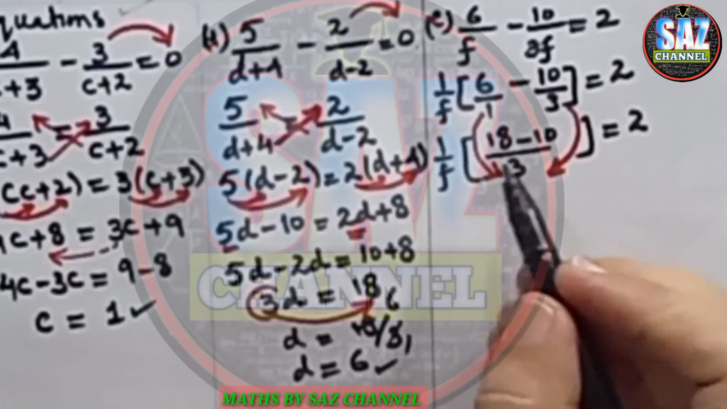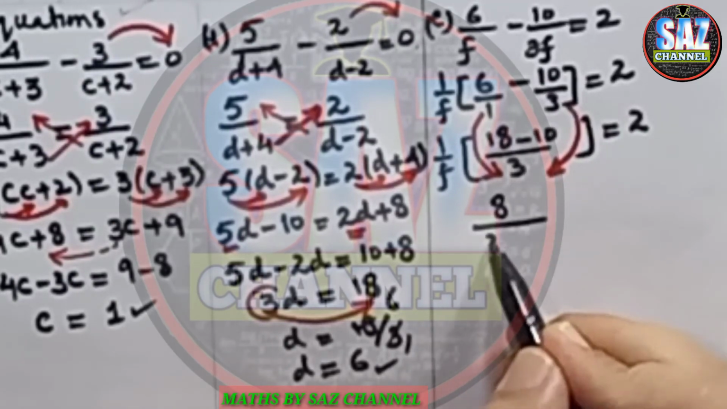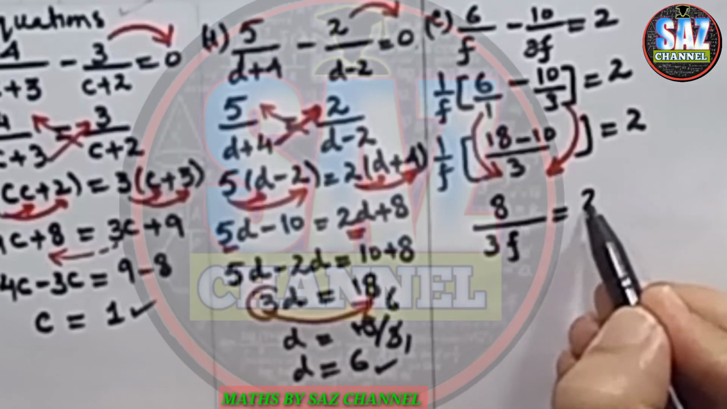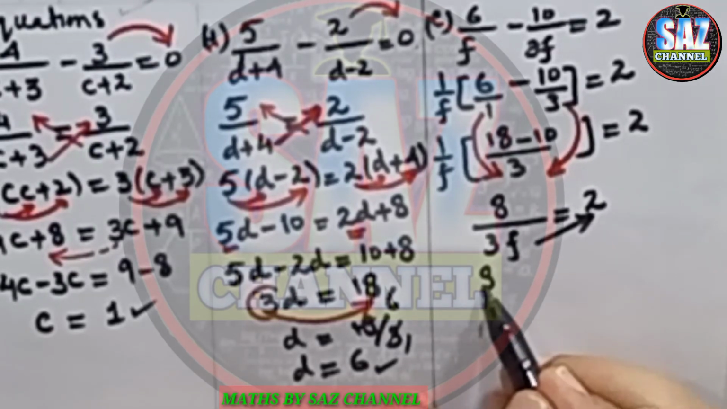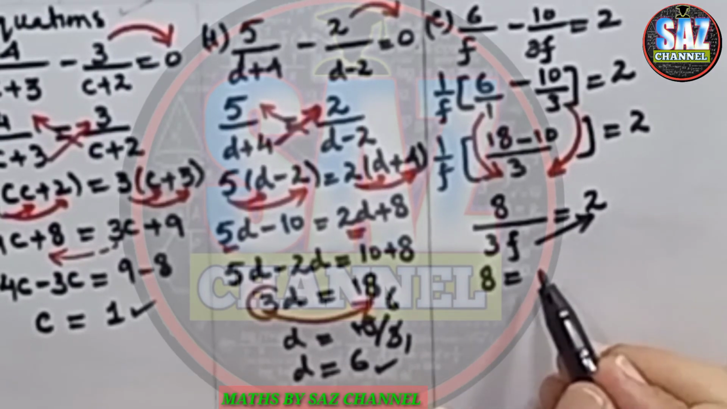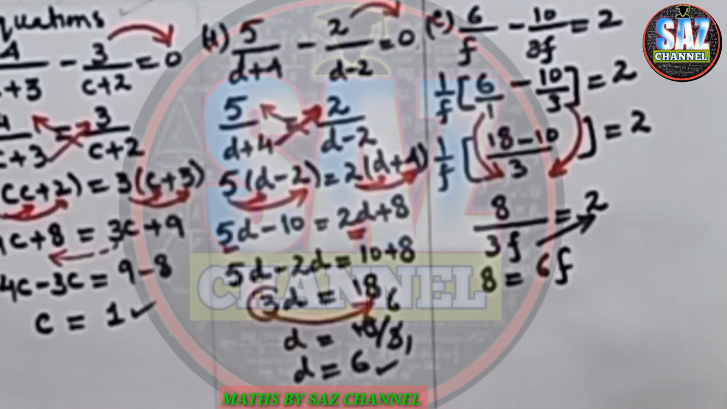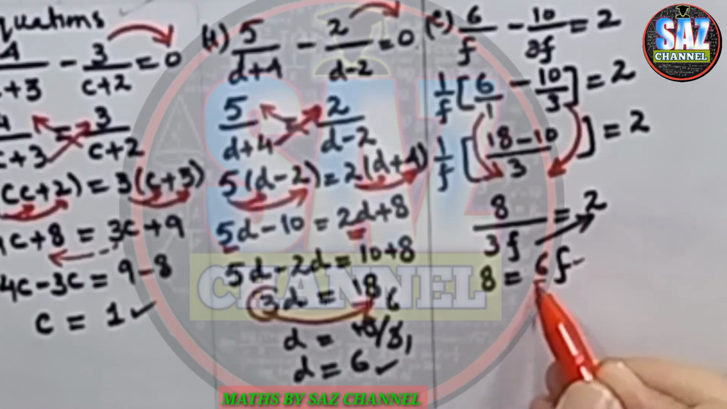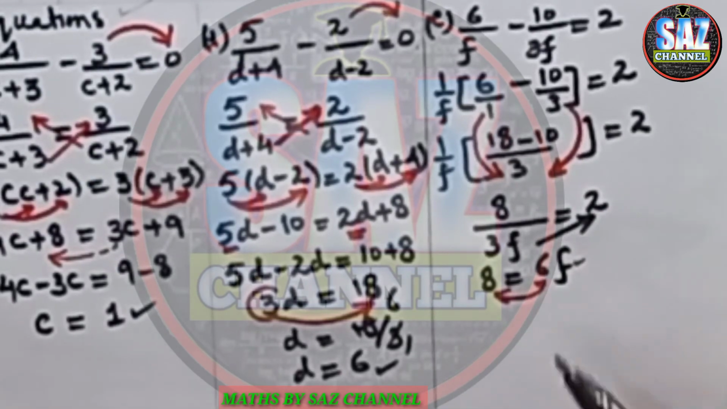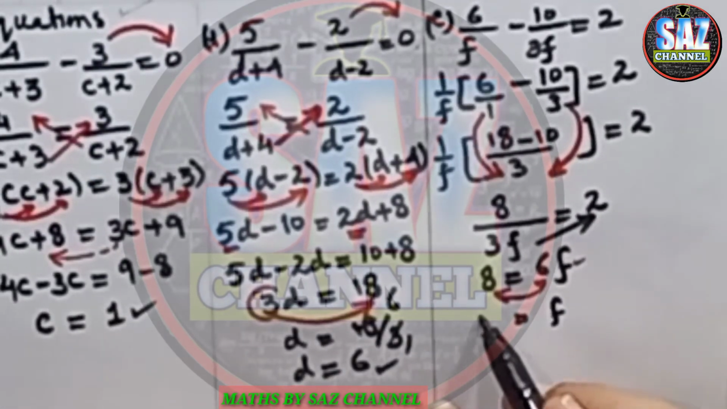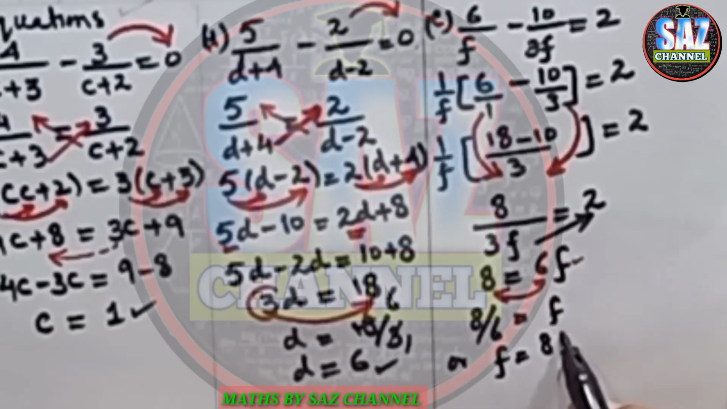Now 18 minus 10 will give me 8 upon 3f equals to 2. Now multiply this term with the other side. The equation will take the form 8 equal to 2 times 3 is 6, 6f. I need the value of the variable f, but this 6 is multiplied with that f, so I have to shift this 6 to the other side. The equation will take the form f equal to 8 by 6.